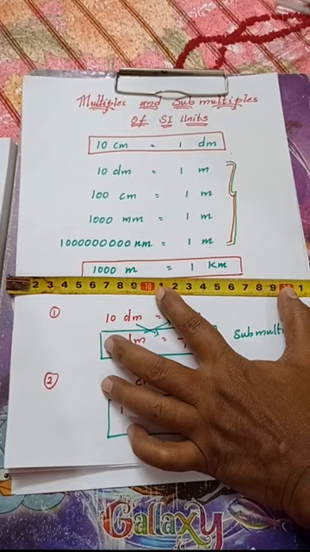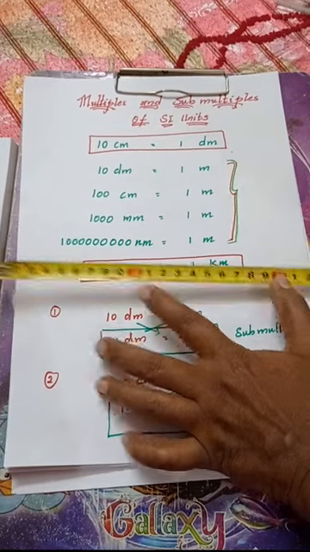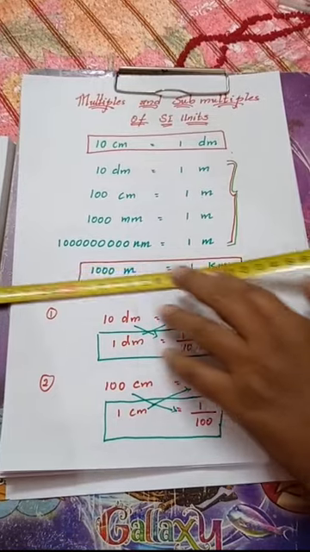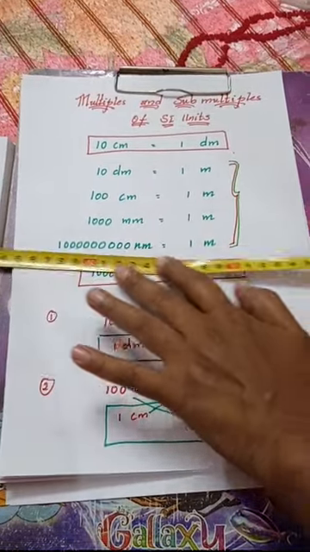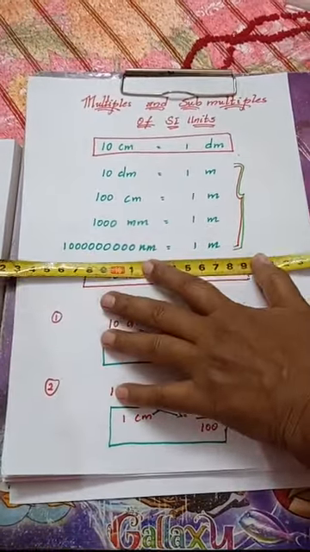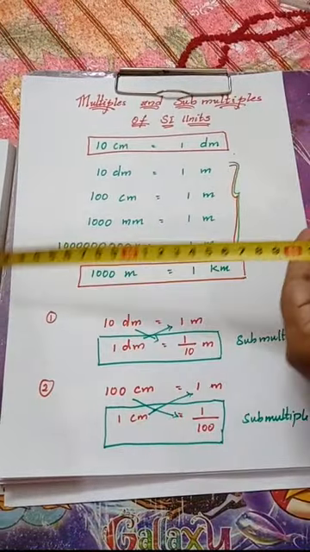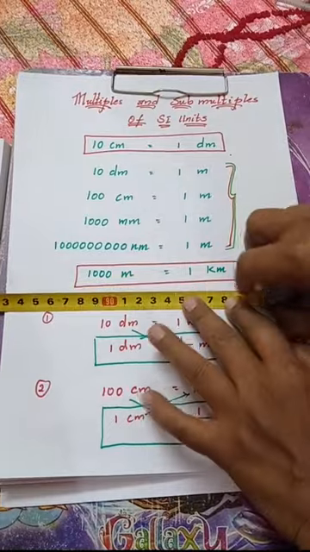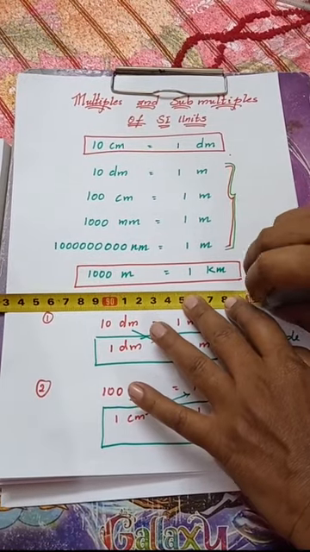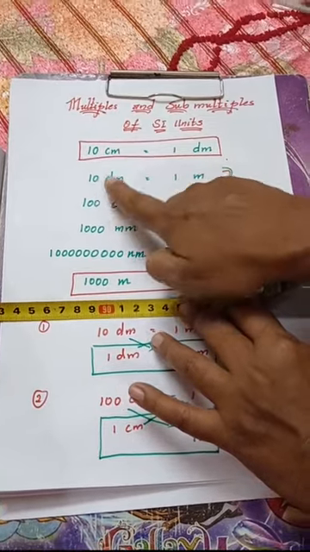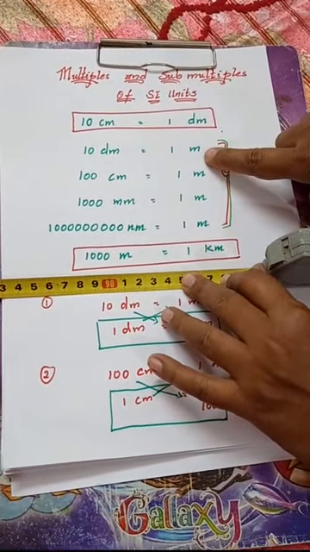Again one more 10 centimeter is equal to 1 more decimeter. So how many are there? There are 10 decimeters. See here. And for this 100, in 100, how many tens are there, children? 10 tens are there, isn't it? So 10 decimeter is equal to 1 meter.